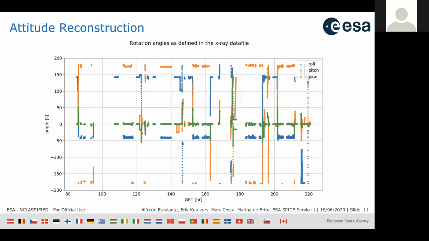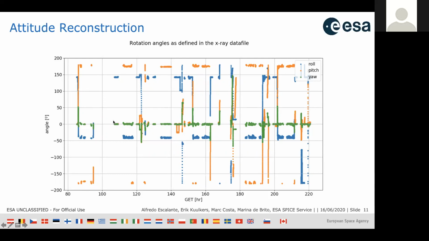This comes from the telemetry of the X-ray spectrometer, actually. So we have local horizontal angles that, once we have the positions and velocity, we can interpret in terms of lunar body fixed angles. With this, we could interpret the X-ray data. But of course, we wanted to reconstruct the attitude for the whole lunar mission. And you can see here that there are a lot of gaps.